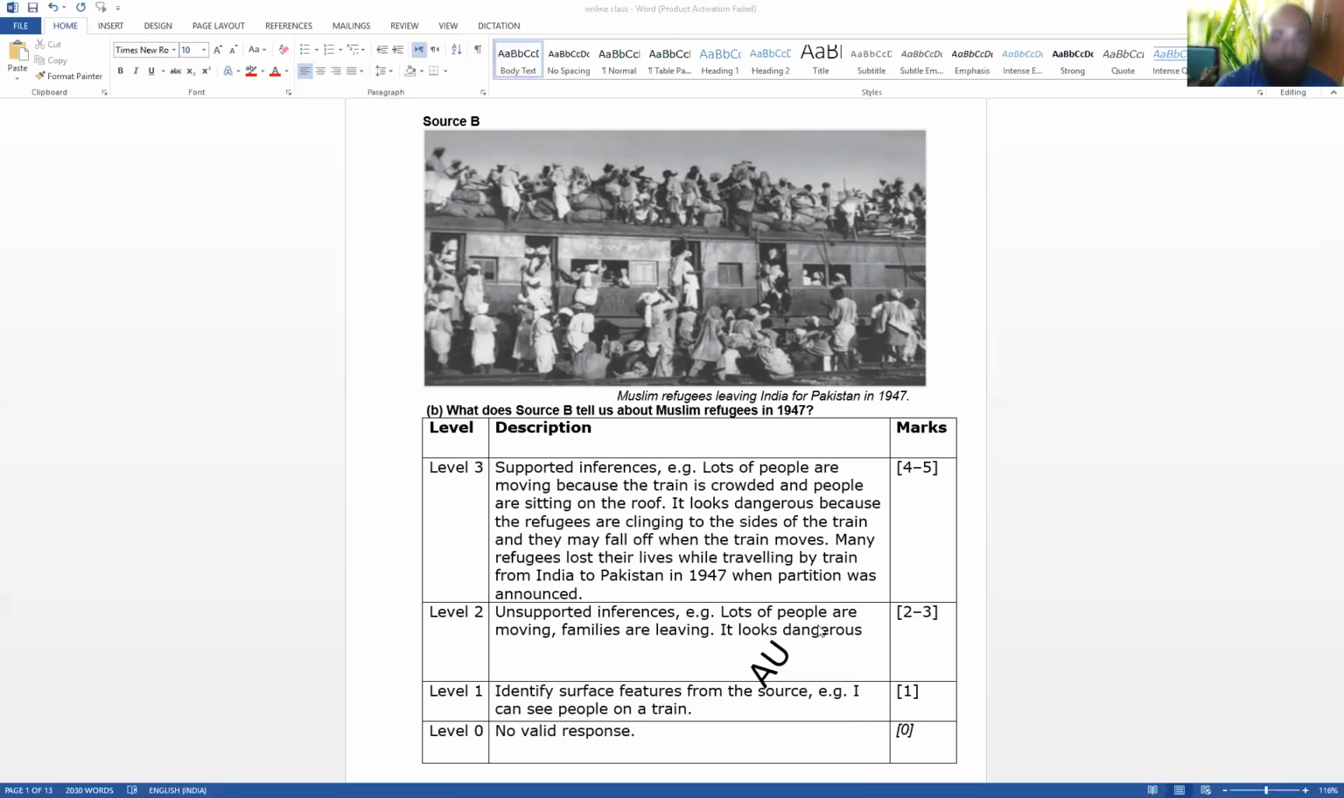If you can write down some description about the photograph, about unsupported inference: a lot of people moving from one place to another place. It looks dangerous. This is called supported facts. Unsupported facts, moving towards supported facts, means why they are leaving their homes, why they are moving from one place to another place. You are supposed to inform about it.